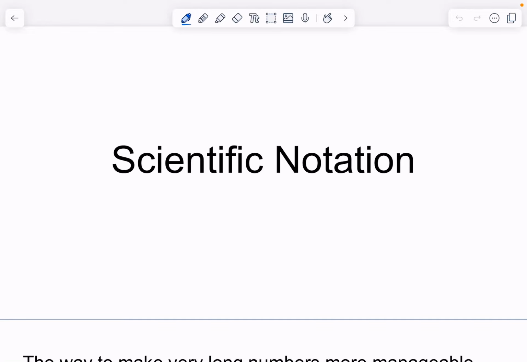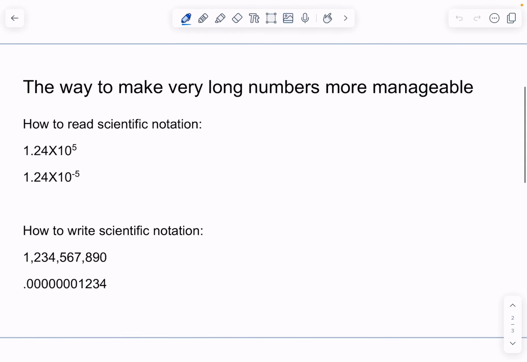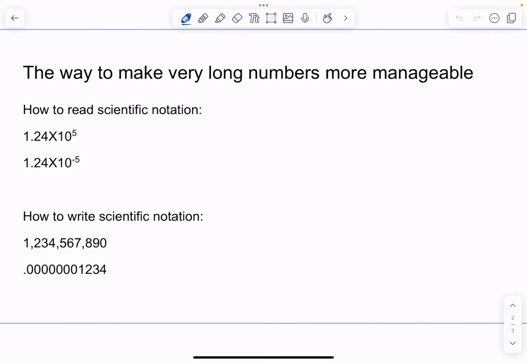Okay, in this video, we're going to cover scientific notation. What is scientific notation? What do we use it for? Essentially, scientific notation is a way to make very long or large numbers, or maybe very, very small numbers, more manageable. So how do we read scientific notation and how do we write scientific notation? Those are the two things we'll cover right now.